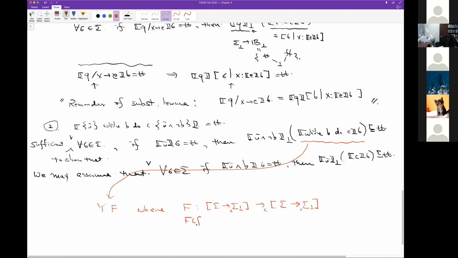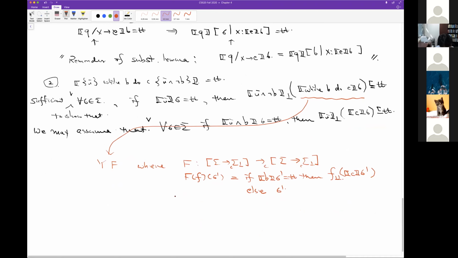And then if it takes a semantic command and initial state sigma prime, it first checks whether the loop condition is true on the sigma prime. If that's the case, it runs the body of the loop once on the sigma prime, and then runs the f, the parameter f, which represents what's going to happen after one iteration of this loop. Otherwise, if the loop condition is false, we just return sigma prime. Now, this is the operator capital F, and this y is a least fixed point operator.